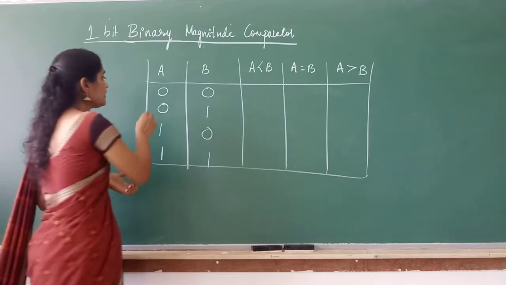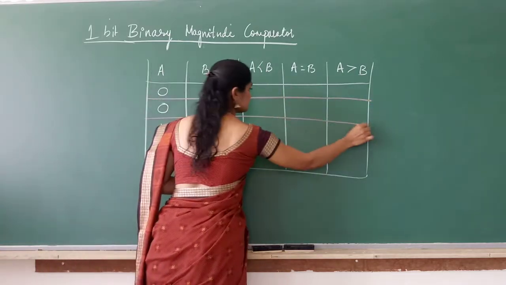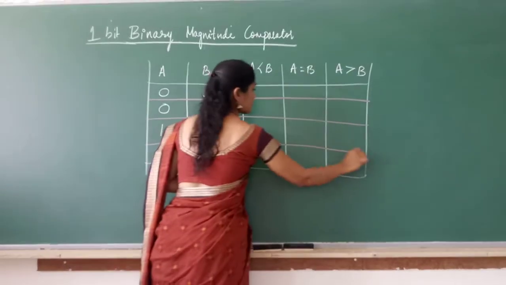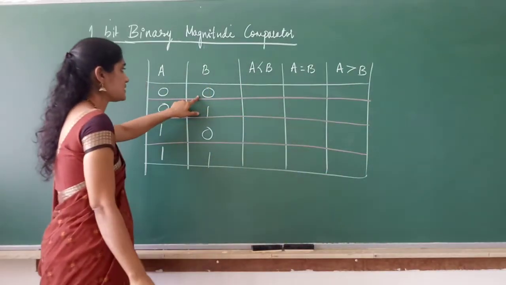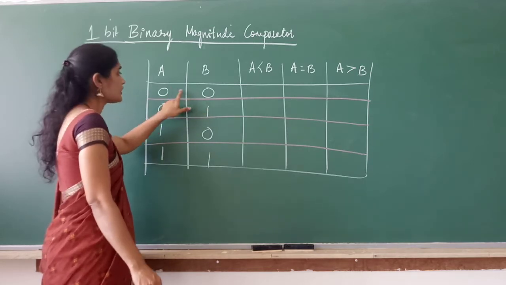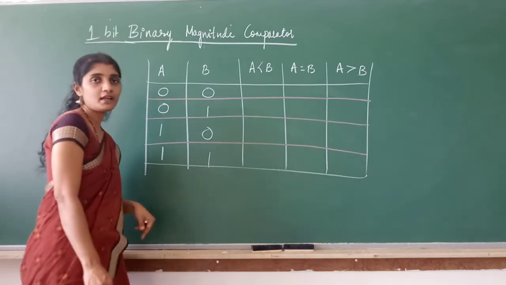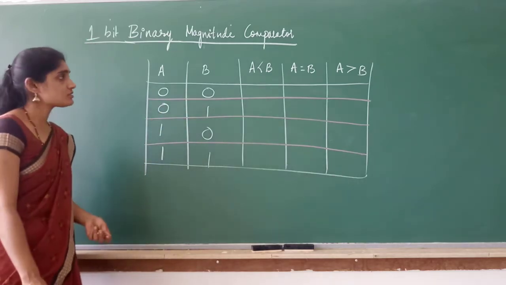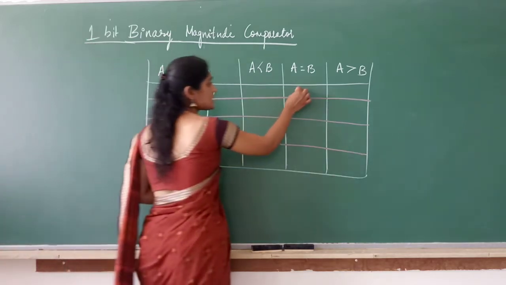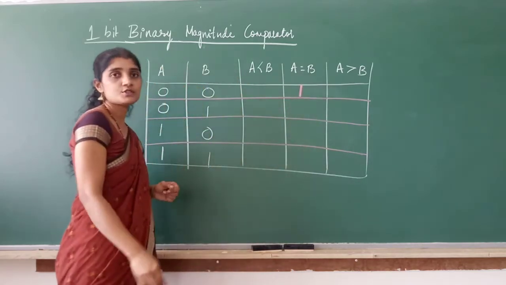Now when A is 0 and B is 0, what is the output? When you compare the magnitude, A is also 0, B is also 0, so A is equal to B. So the output A equal to B is 1.